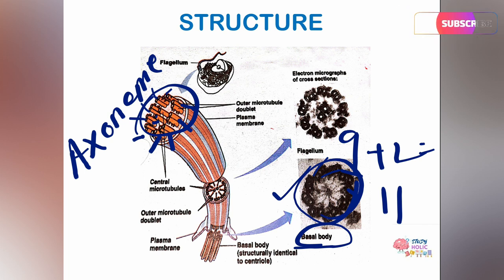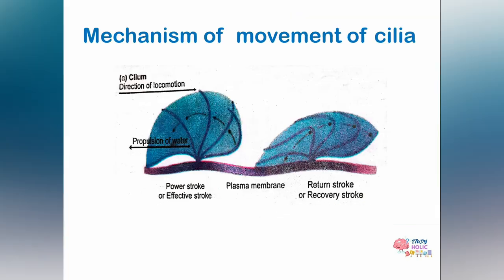So we have discussed the structure of the cilia and flagella. Now I am moving towards the mechanism of the movement of cilia. I have already discussed it, but I am discussing it in further detail. It is a diagram that I've taken from the book, explaining the movement of cilia. Now let's discuss it.